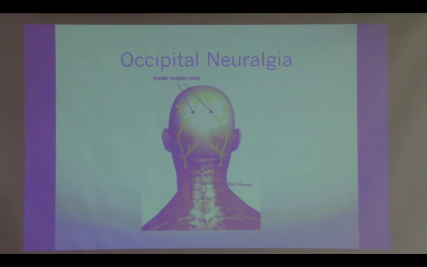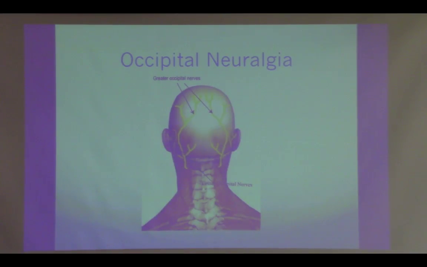If you can picture a ram's horn, that's the same outline that they think the greater occipital nerve sends its distributions as well. Some people can be very tender to the touch around the base of your skull near that nerve, and that can send intermittent shooting pains up and around. It's possible that that's the one source of your headache, or that occipital neuralgia can trigger migraines as well. So why does this get irritated?